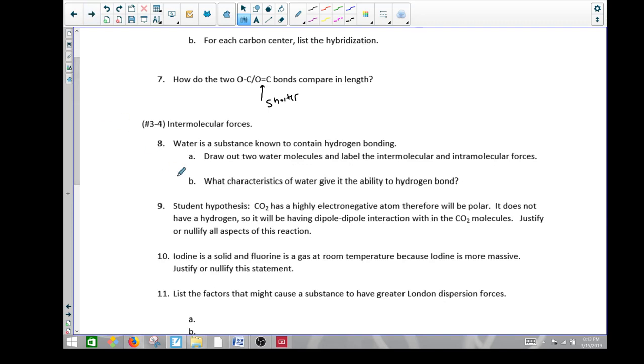Intermolecular forces. Water is a substance known for containing hydrogen bonding. Okay. Draw 2 water molecules and label the intermolecular forces. Pretty common AP problem. So they're going to just give you the drawing. And I may do it like that.